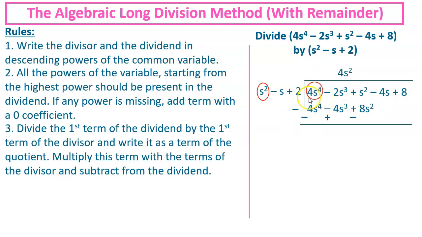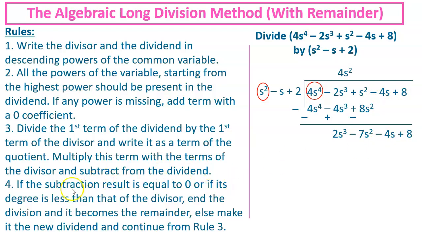Next we add the terms: 4s to the power of 4 minus 4s to the power of 4 will give us 0. Minus 2s to the power of 3 plus 4s to the power of 3 will be plus 2s to the power of 3. Plus s to the power of 2 minus 8s to the power of 2 is minus 7s to the power of 2, and then minus 4s plus 8.